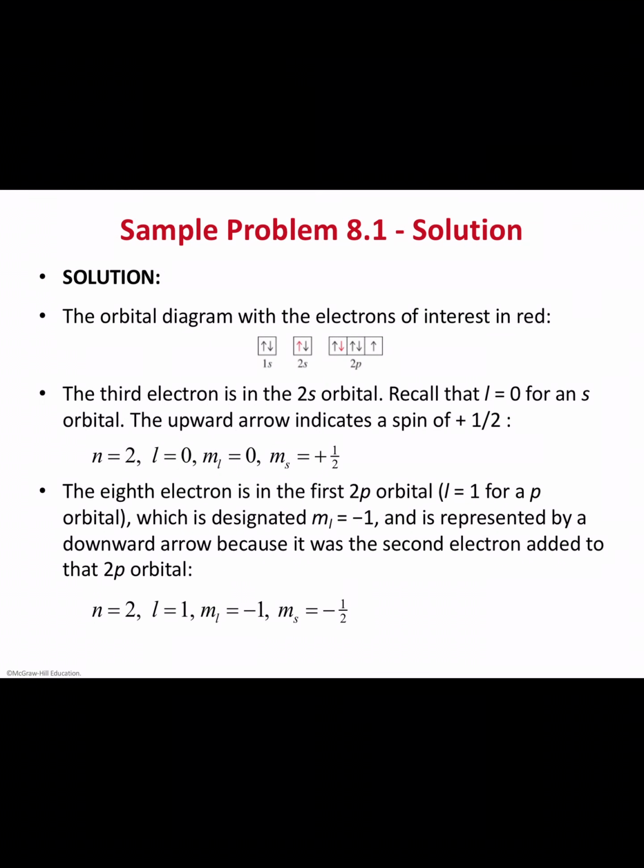Okay, it also explains here what we just now did. So this is the orbital diagram, 1s, 2s and 2p. And the red arrows are going to be your 3rd and the 8th electrons. And then the principal quantum number, l, ml, ms values are given here.